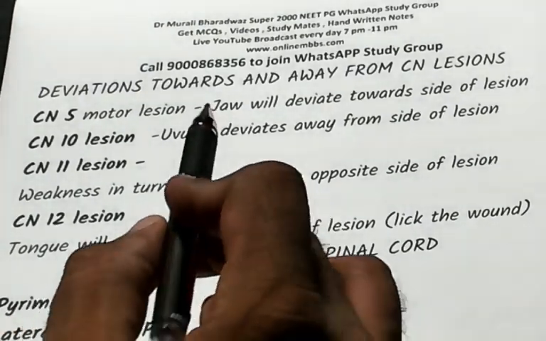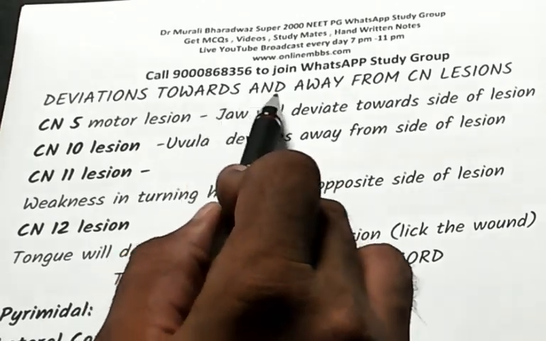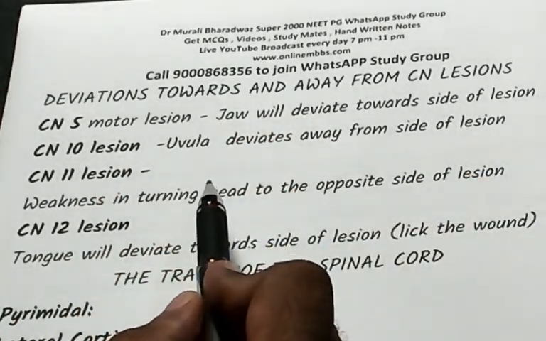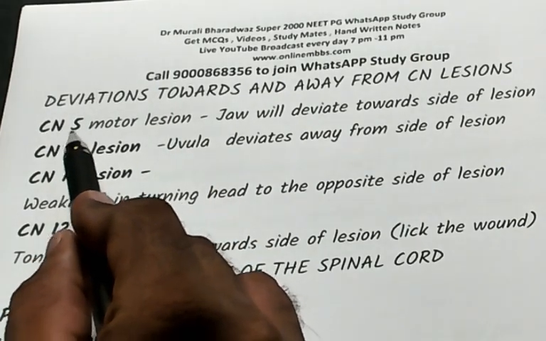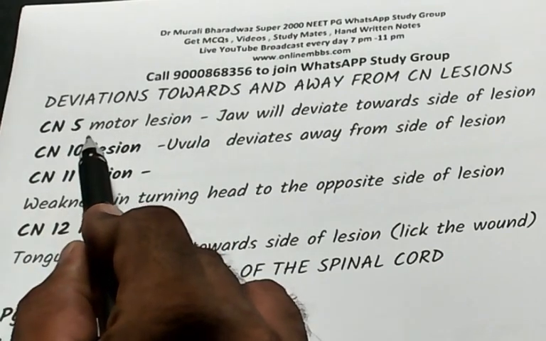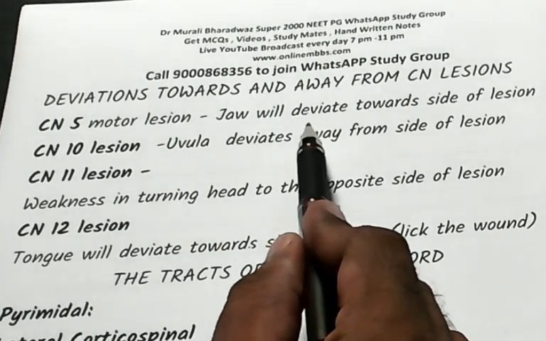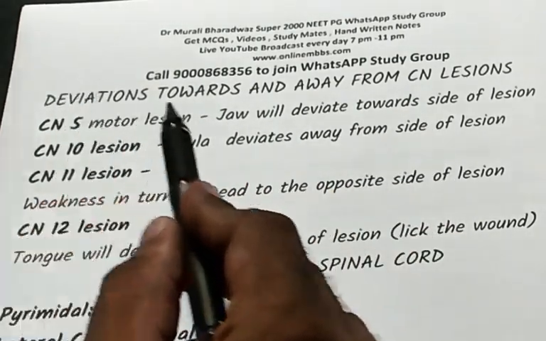Now a lot of times examiner asks a question, what are the deviations? Will it deviate towards or will it deviate away? In the case of the cranial nerve lesions, please don't forget. Fifth cranial nerve, trigeminal jaw. Whenever there is a motor lesion of the trigeminal, the mandibular division, then the jaw will deviate towards the side of the lesion.